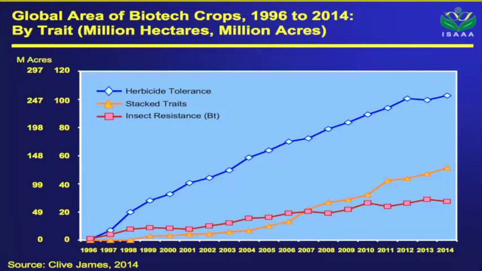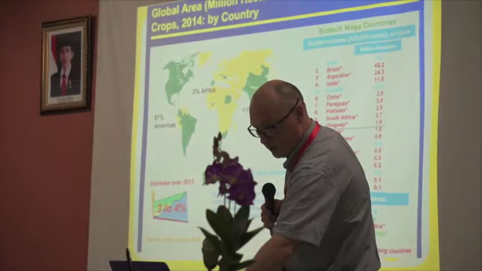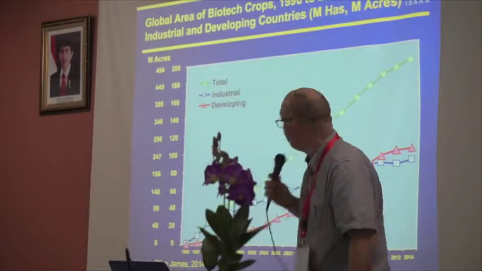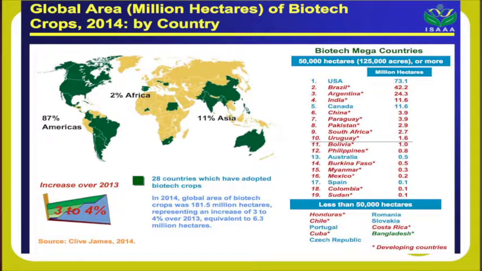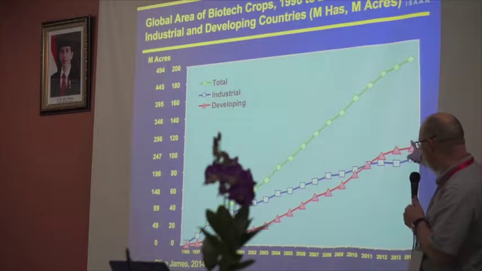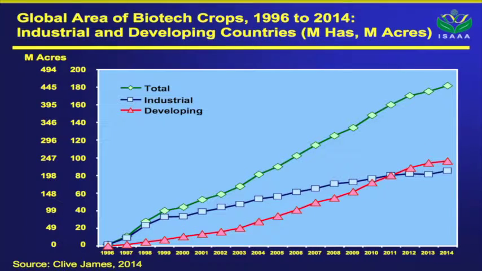And then we have stack traits, more and more complex organisms, all these things put into one plant. And insect resistance is down here. So insect resistance is not so important. This is of course because soybean is being grown so much, right? I will skip that, but where is it being grown? Well, as of 2010 or 11, you can see that the developing countries surpass the industrial countries. So it means that it will be grown all over the world, mainly actually in developing countries.